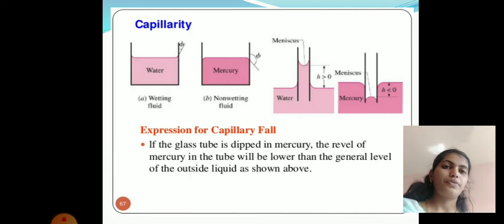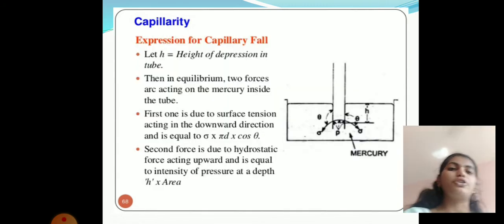Okay. Now next is the capillarity expression for fall. We have seen the capillarity expression for rise previously. Then the expression for capillary fall. Let H be the height of depression in the tube. It's the depression, not surface tension.